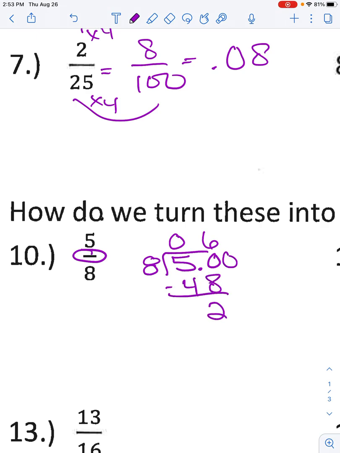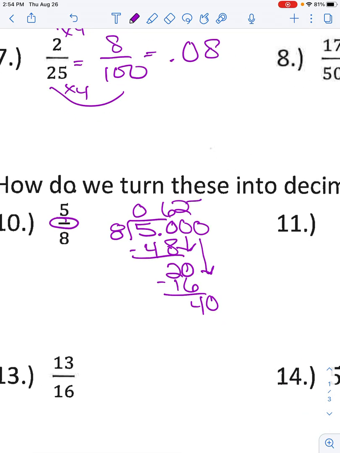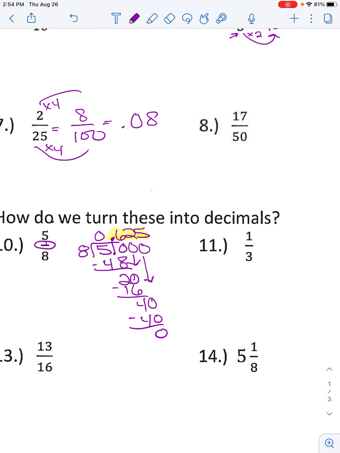Subtracting, get 2. Add a 0, bring it down. 8 into 20 goes twice, which is 16. Subtracting, get 4. Add another 0 and bring it down. And 8 into 40 would go 5 times evenly. Don't forget to bring your decimal straight up. So our decimal, 5/8, is 0.625 or 625 thousandths.